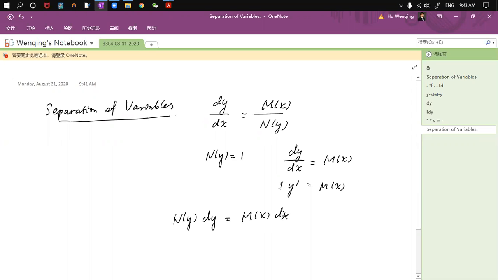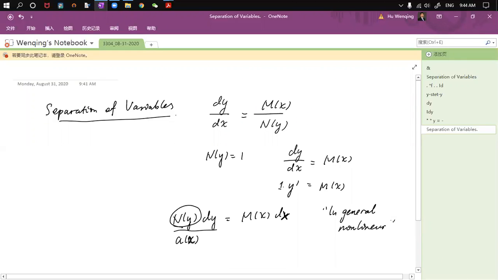It violates our formula for the linear equation, because a linear equation must have coefficients like a of x, coefficients independent of y. Here, in general, it is nonlinear. So that's a very important observation. It tells us that an equation in a separable form, in general, is not a linear equation.